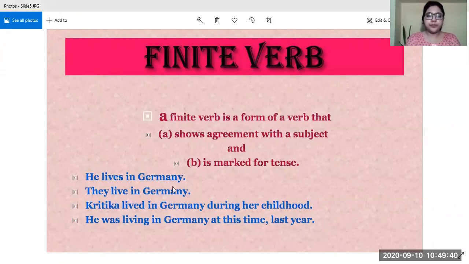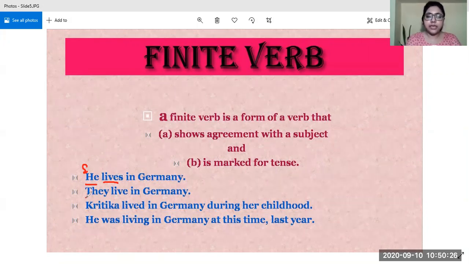He lives in Germany. See, what is the verb? The verb is live. You know that. But here we see that he is the subject, which is singular. He is in singular number. So the verb also becomes singular. And what is the singular form of a verb? When we add an s or es to the main form of the verb. The main form of the verb live is live only. So when the subject is singular, we add s to make the verb singular. So here live becomes lives, right? So it has changed according to the number of the subject. Therefore it is a finite verb.